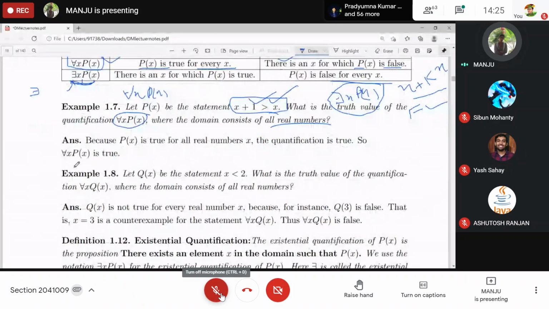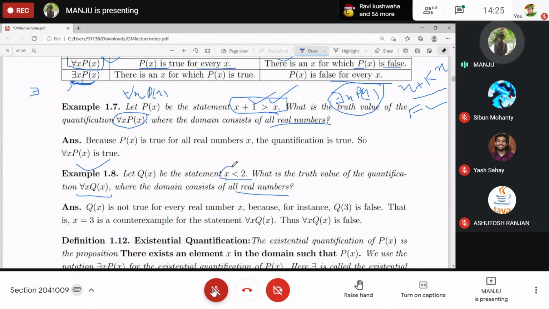Okay, then you have another statement. What is the truth value of the quantification for all x P(x), where the domain is the real numbers? You choose values of x from the real numbers and check whether it is true for all real numbers or not. Obviously not. If you put 3, or 2.1, any real value which is greater than or equal to, even if you put 2, for that also you have false. So this is false.